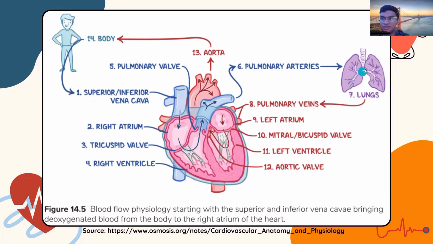Then in the lungs, the blood will be oxygenated, then will be brought back to the heart by the pulmonary vein. The oxygenated blood will go through the left atrium and left ventricle and will be pumped back to the whole body through the aorta.